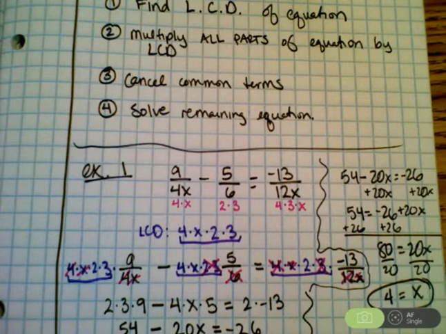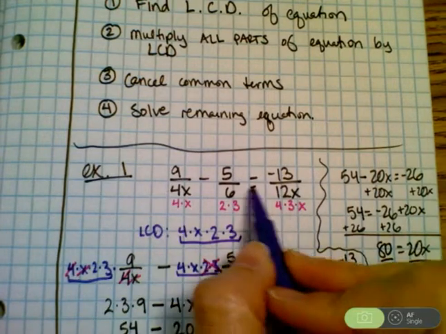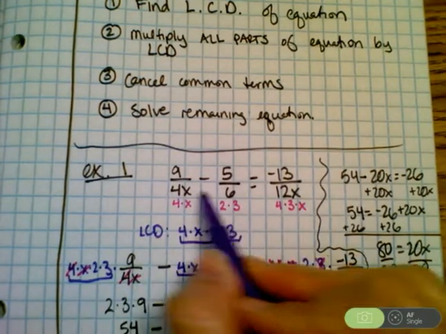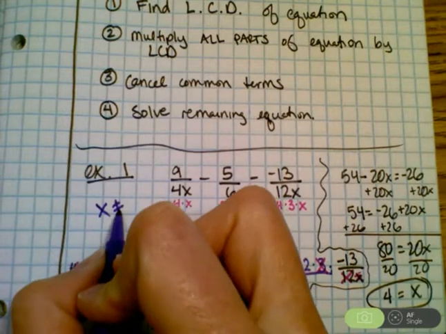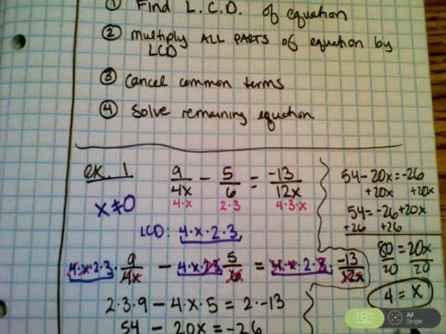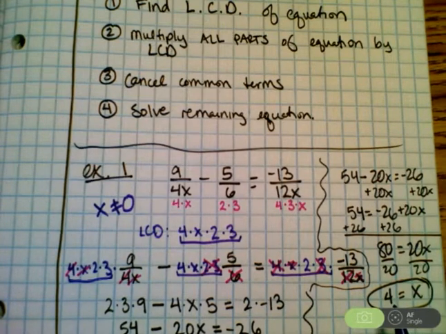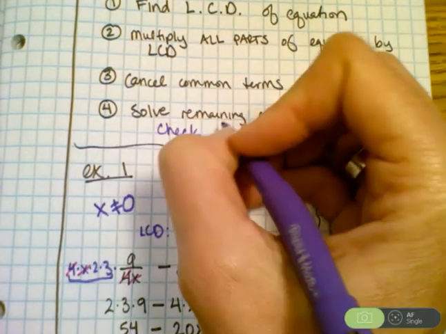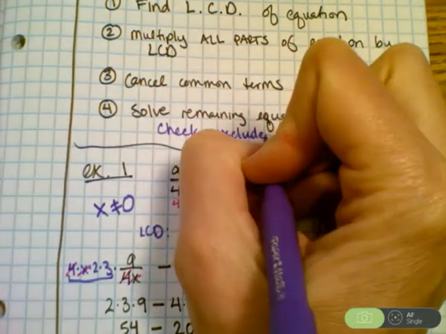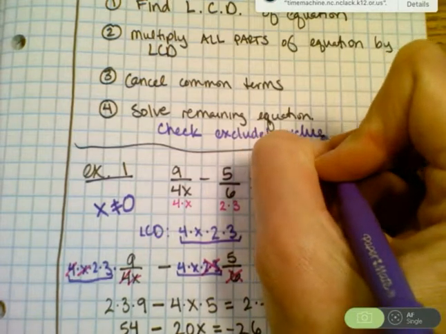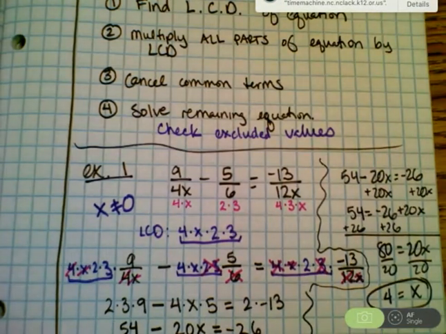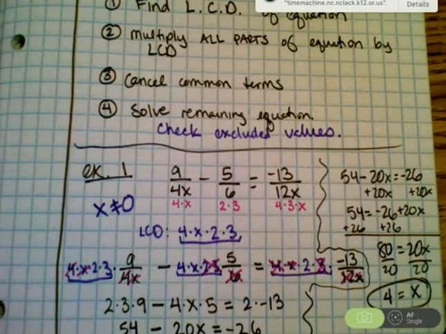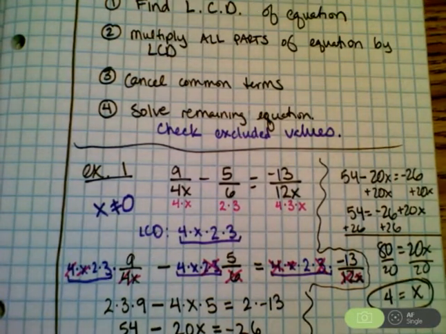The one other thing just to keep in mind is you always want to look at excluded values too. So if we go back to this, notice the only excluded value we have is that x cannot be 0. Well, if we had gotten a 0 here as our answer, then we'd cross that out because it's an excluded value. So when you solve the remaining equation, you always just check to make sure that your values aren't excluded values. Okay, so I'll just add that right up there. So moving on, let's do another example or two.